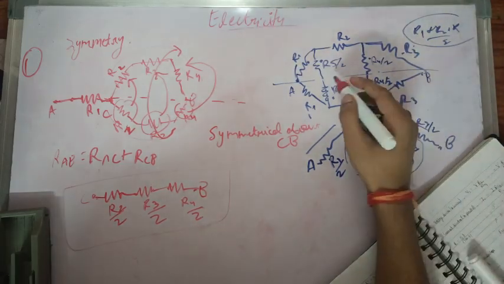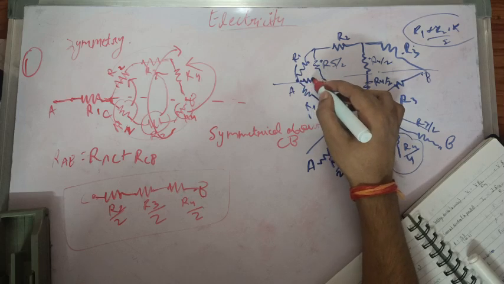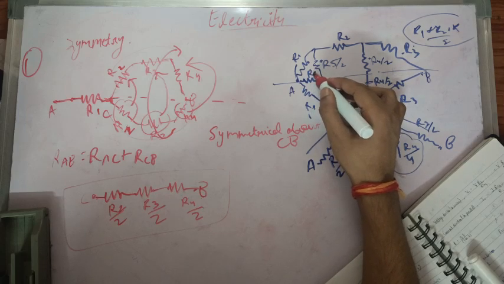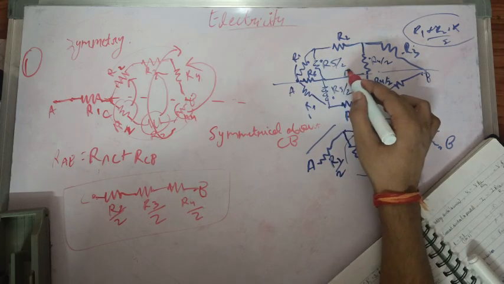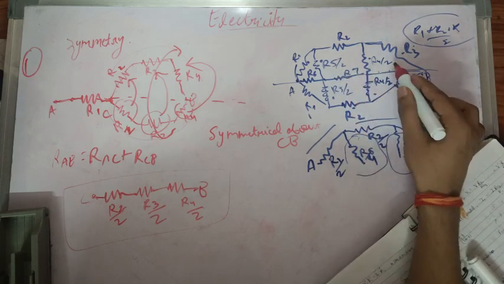Now if I add another resistance here, let's say this is R6, this is R7, this is R8.